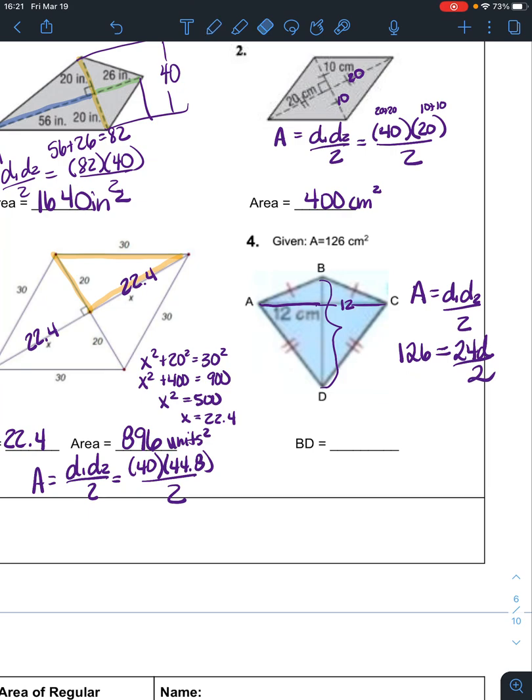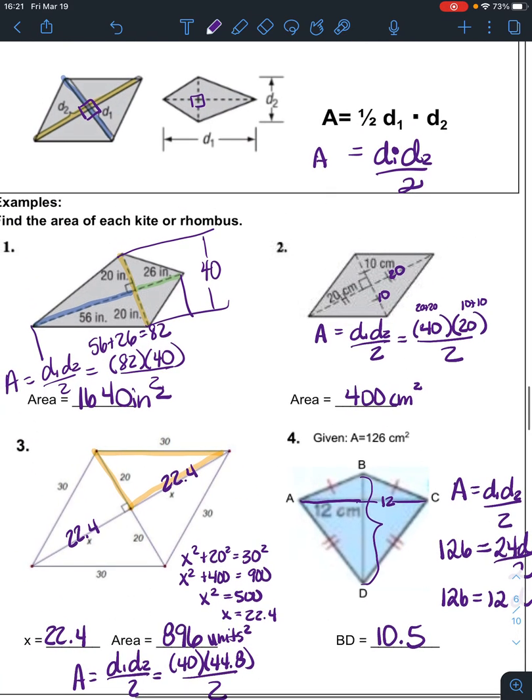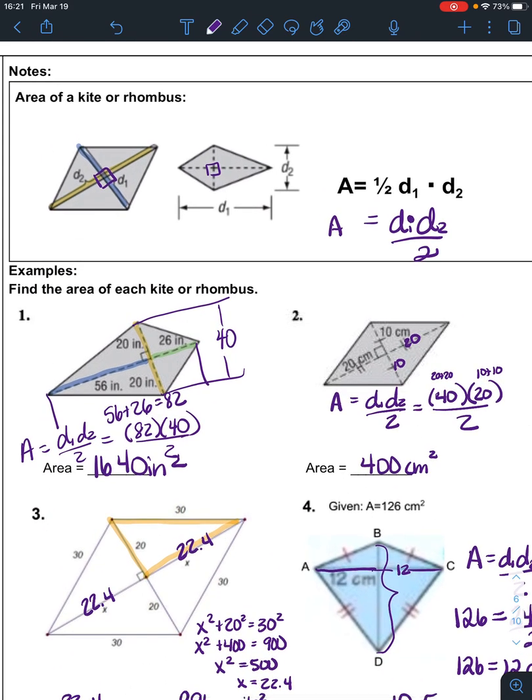So we would have 24 times diagonal 2, and that's over 2. You can handle this a couple of ways, but the easiest way I see right now is to do that 24 divided by 2. So 126 is equal to 12 times D. You could multiply both sides by 2 and get 252 on the other side, but the 24 and 2 divide easily, and so 126 divided by 12 is 10.5. So that means that BD is 10.5, the whole thing. So for both a kite and a rhombus, you would use the equation diagonal 1 times diagonal 2 divided by 2, because the two diagonals are the pieces that are perpendicular to each other.